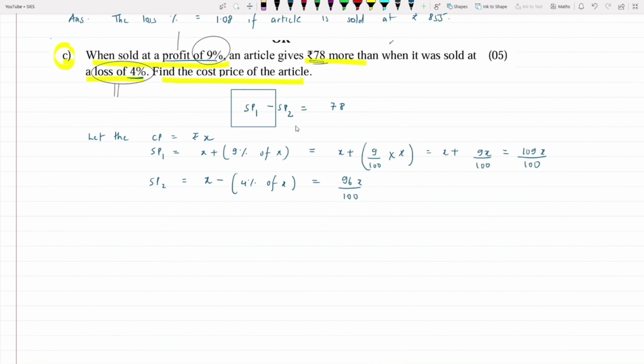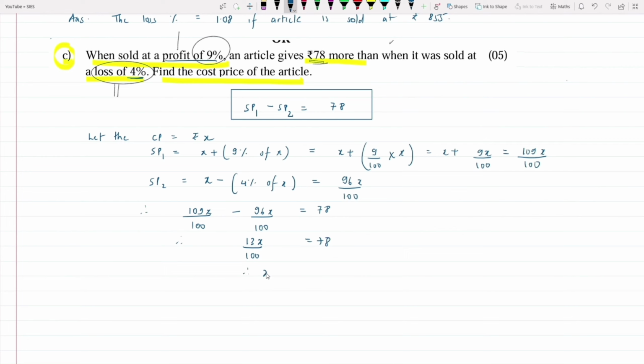Now we will take help of this detail which is given to us in the question. So we get that 109X upon 100 minus 96X upon 100 is equal to 78 rupees. And we can do some basic mathematics over here, and the numerator could be subtracted. So we have to do 109X minus 96X, so that is 13X upon 100 is equal to 78.